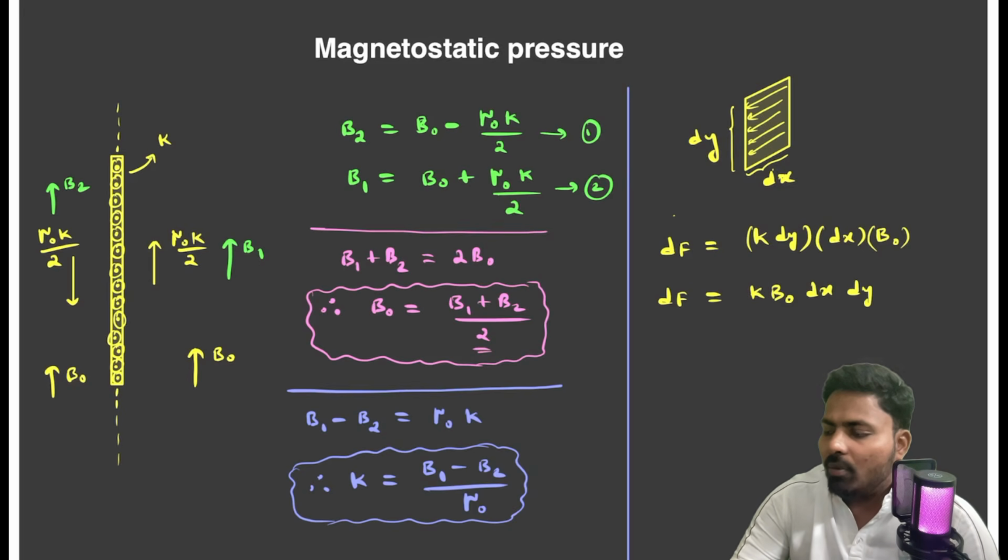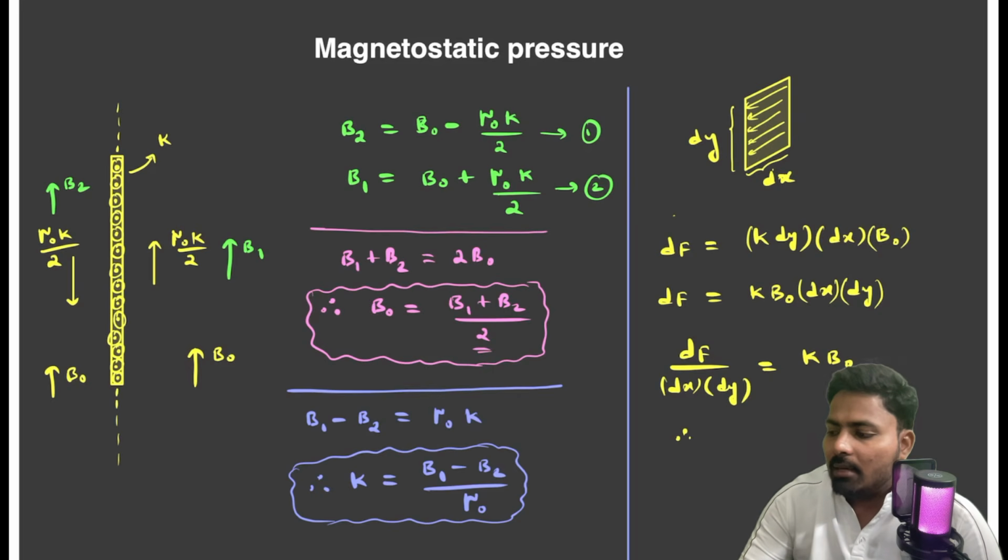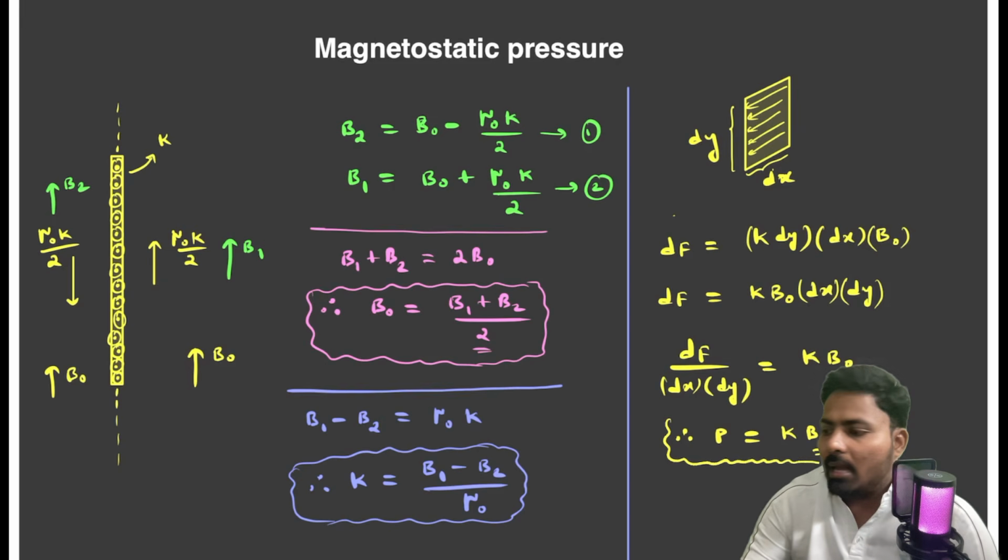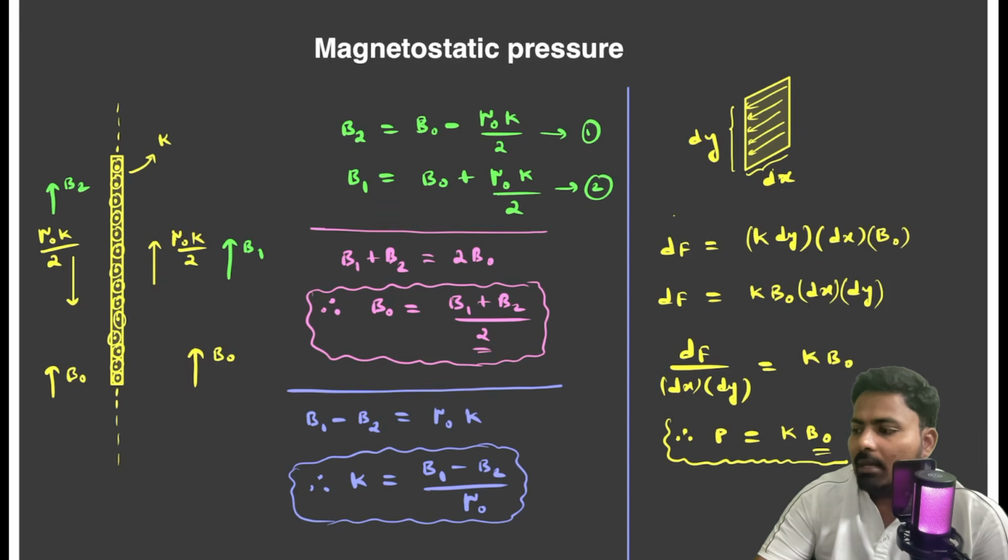dy. So if you carefully observe, this dx into dy is nothing but the area of this small element that we have considered. So if I take this term to the left side, df by dx dy is nothing but the pressure, right? Therefore the pressure acting on this can be simply written as k b naught. The final form that we are getting is k b naught.